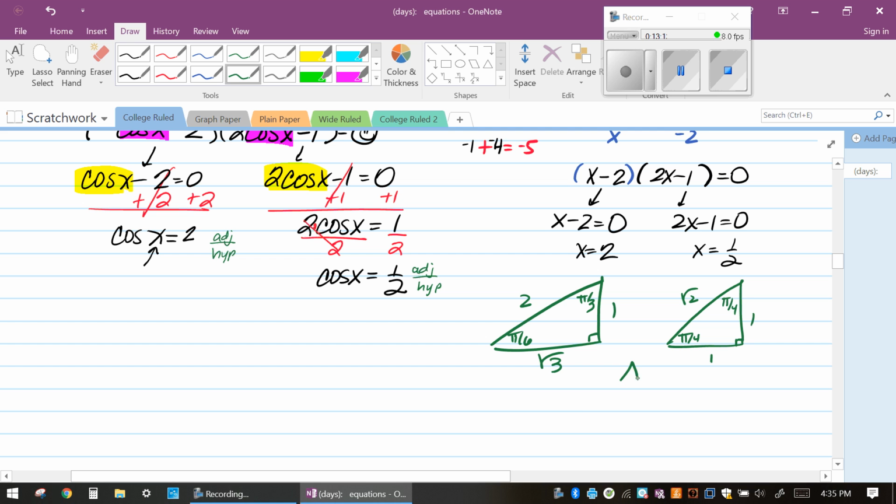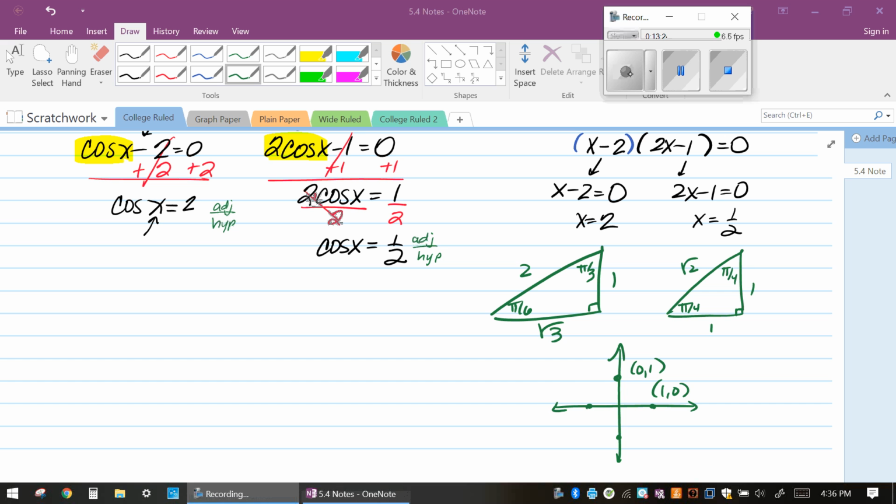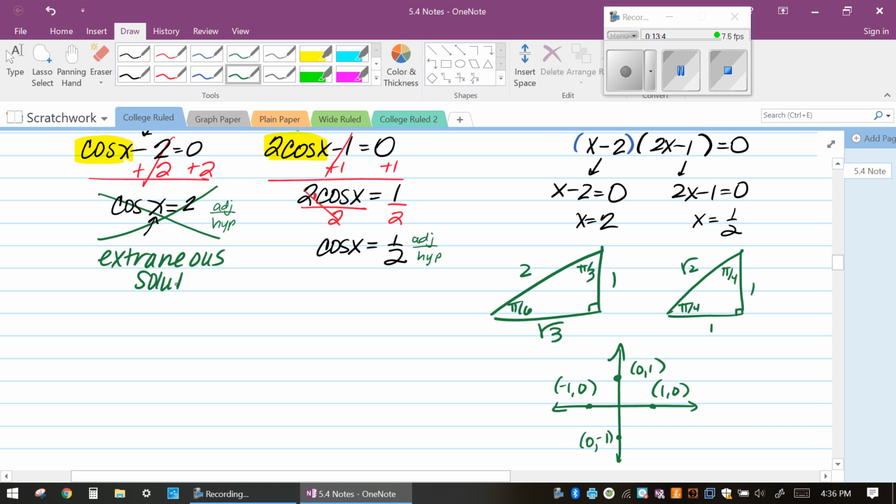What about your quadrantal angles? Remember, cosine is the x value. Do any of your quadrantal angles have an x value of 2? None of these have a 2. So this is not possible. This is called an extraneous solution. It means that we solved the problem correctly, we factored it correctly, but none of the triangles or quadrantal angles would give me a cosine that equals 2.